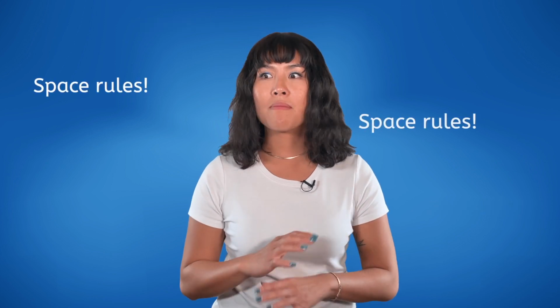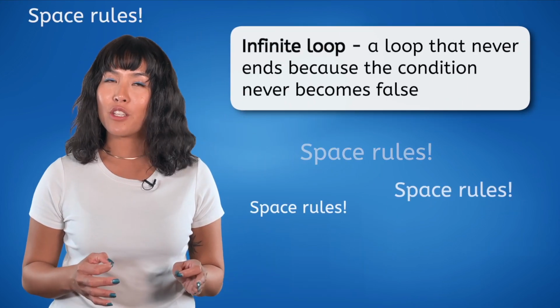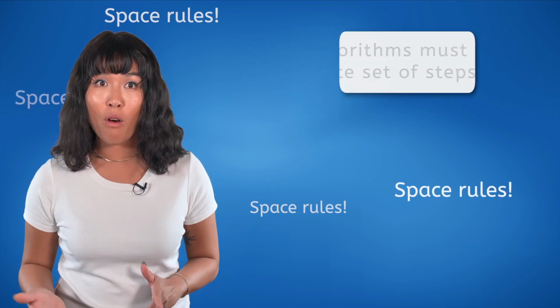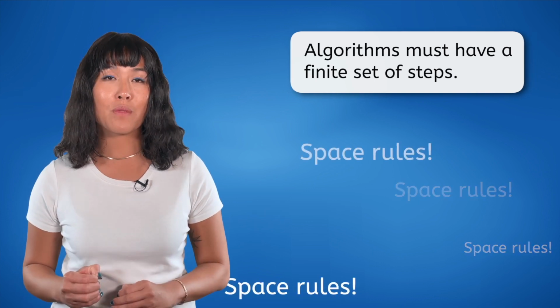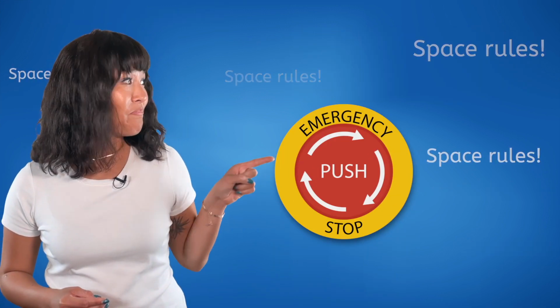Uh-oh, something is wrong here. It looks like we've just created something called an infinite loop. An infinite loop is what happens when a loop never ends because the condition never becomes false. Recall in our earlier algorithms lesson that all algorithms must have a finite set of steps. When writing a while loop's condition, it's important to make sure that the condition will eventually become false, or the program will run indefinitely, or until someone halts the program.